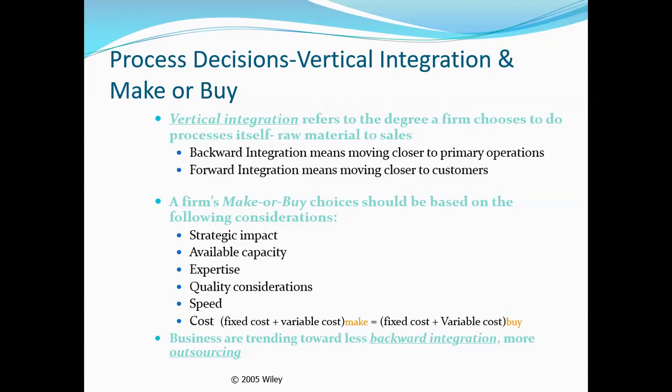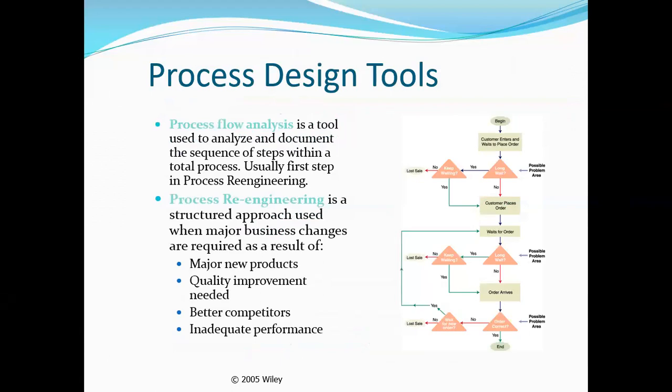So the cost to make, we have fixed costs, we have variable costs, right? But to buy, we'll have more variable costs, we pay more for variable costs, but you just have to calculate whether or not it's cheaper. So businesses are trending towards less backward integration because you have to manage a company that's totally not in your field. Okay, and then more outsourcing. So they want to just ask someone else to make it.